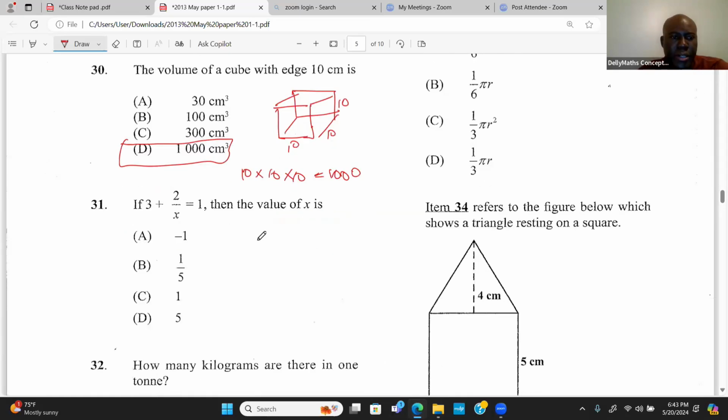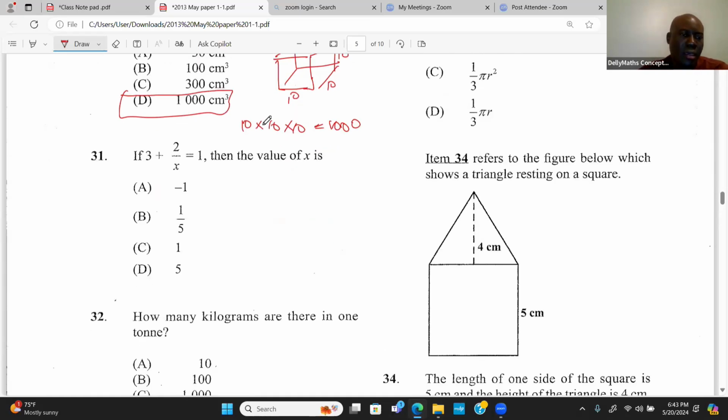All right, 31. If 3 plus 2 over x is 1, then what is x? You want to solve this ordinarily, so you'll subtract 3 from both sides. So 2 over x is -2. All right, think about that. So you can do that. You can start off like that, right? And then up to you.